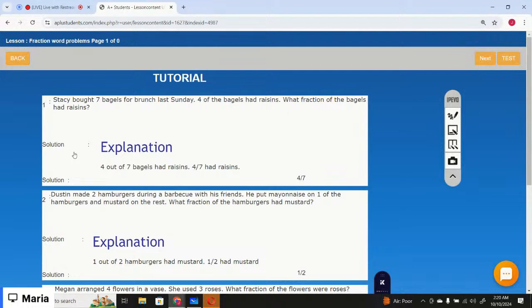So you have total bagels are 7, right? You need to learn how we write the fraction. Four of them had raisins. You always write the total thing in the denominator. Denominator is the down one, right? So you have 7. And how many of them had raisins? 4 out of 7 had raisins, right?